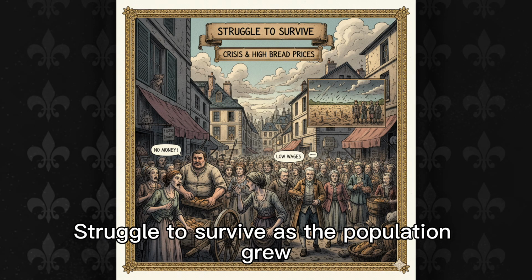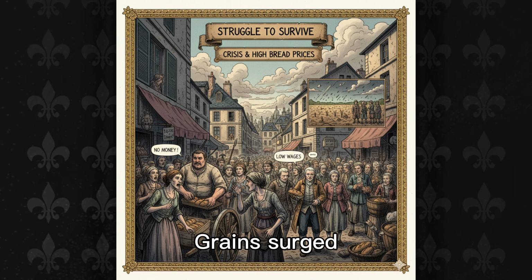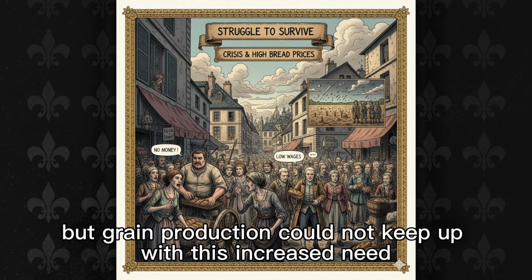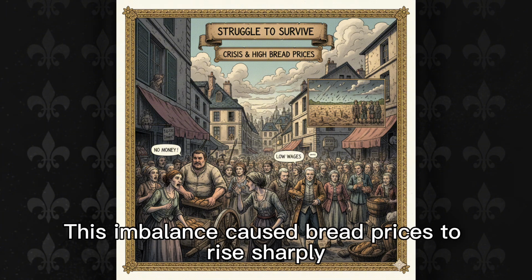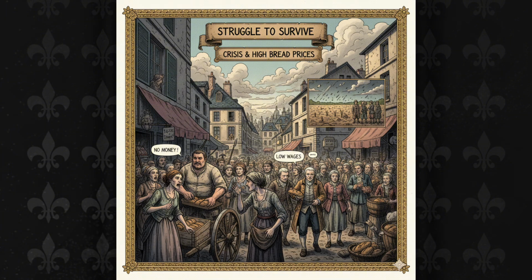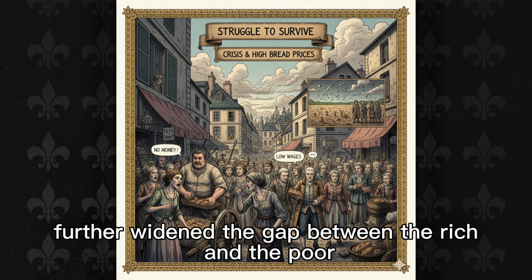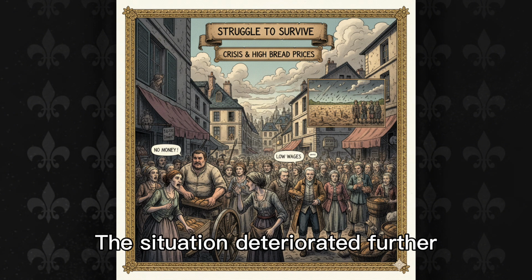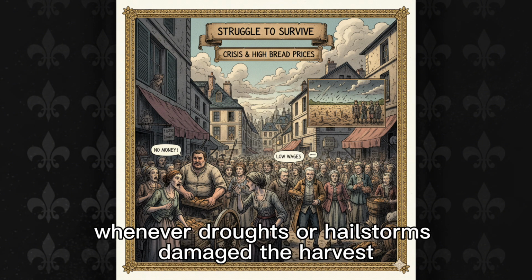Struggle to survive. As the population grew, the demand for food grains surged, but grain production could not keep up with this increased need. This imbalance caused bread prices to rise sharply. Low wages for laborers further widened the gap between the rich and the poor. The situation deteriorated further whenever droughts or hailstorms damaged the harvest.